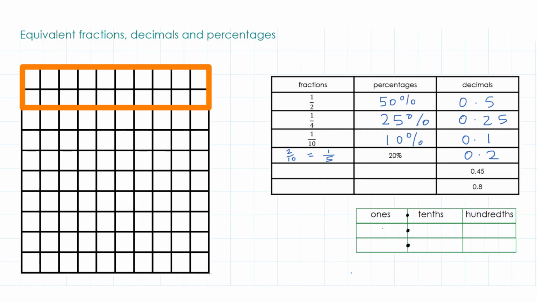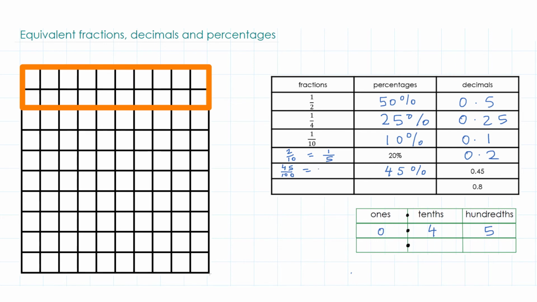And we can use a similar method to convert our decimals to percentages. 0.45. If I write it in here, I've got what? 45 hundredths, haven't I? 45 hundredths, which is 45%. What's that as a fraction? Well, 45 hundredths is a fraction. So we've got our fraction, but can we simplify it?